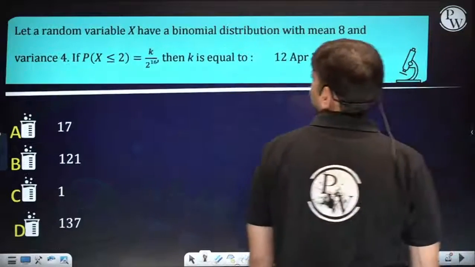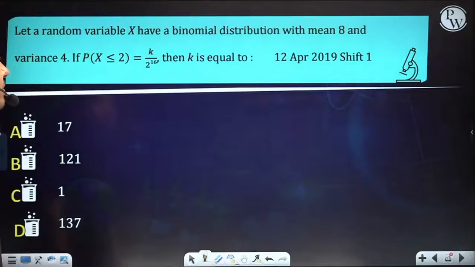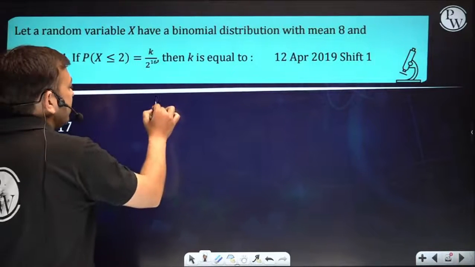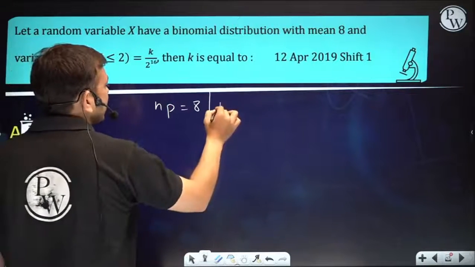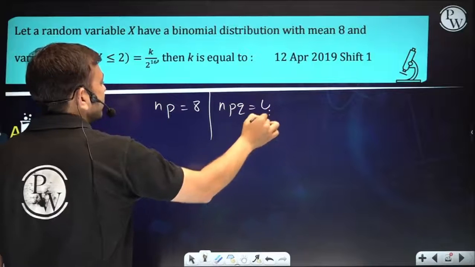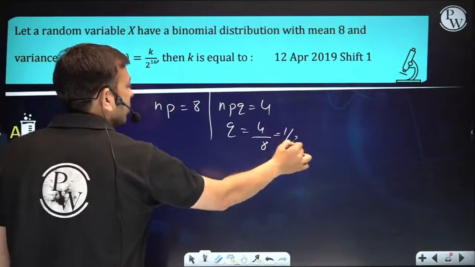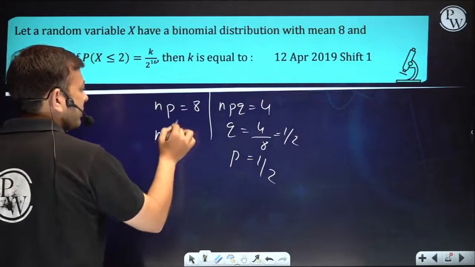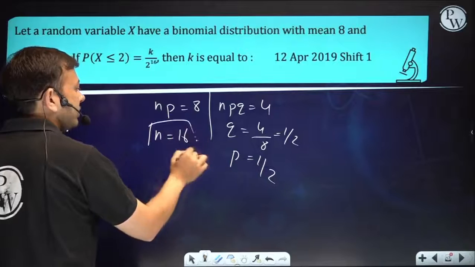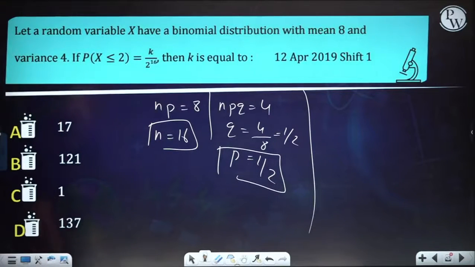Next, let a random variable x have a binomial distribution with mean 8. Now, mean 8 means np is equal to 8 and variance is 4, npq is 4. Now np is 8, so q will become 4 by 8, that is 1 by 2. So p is also 1 by 2. So n is equal to 16. You got all the values?